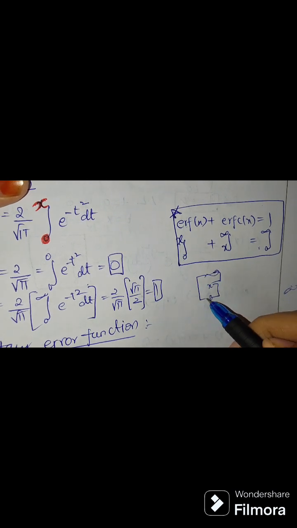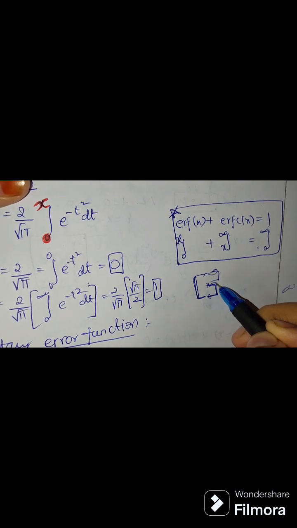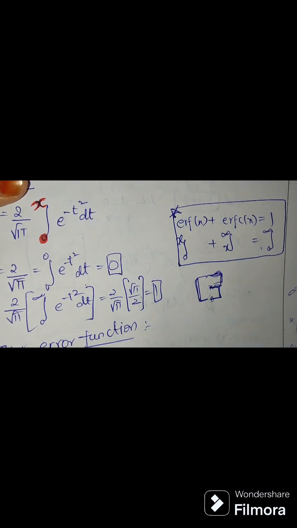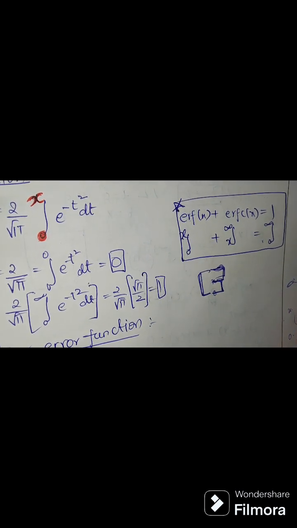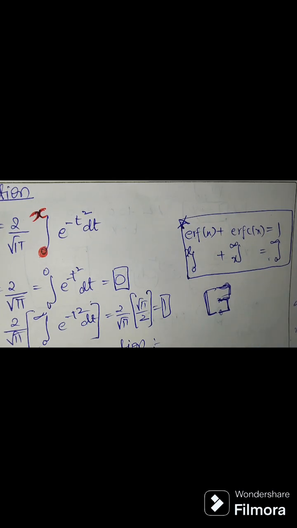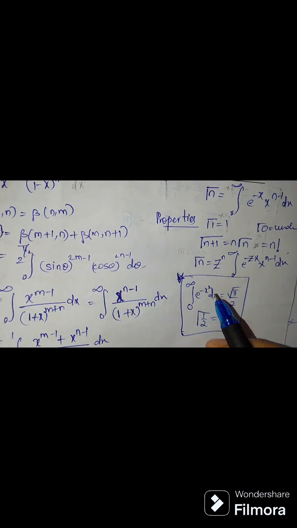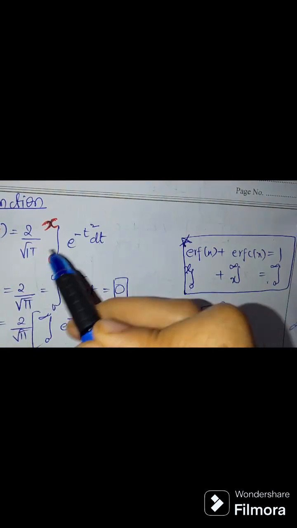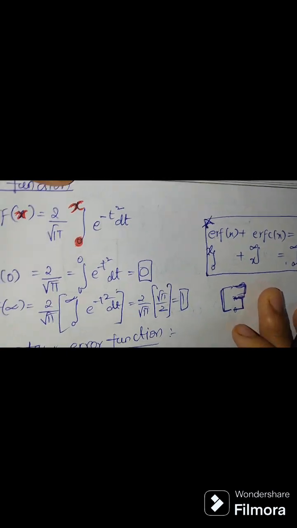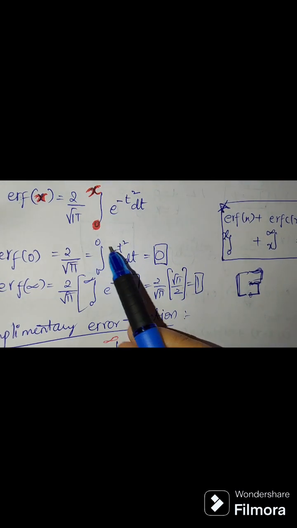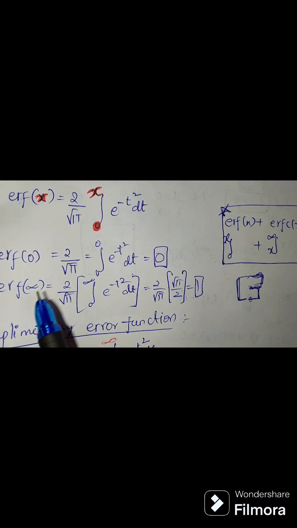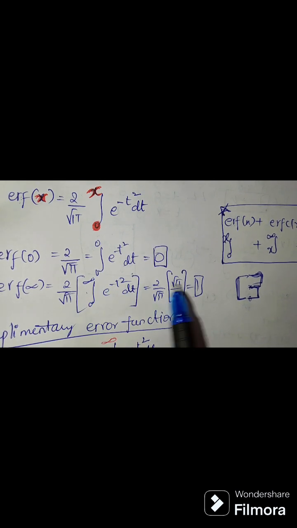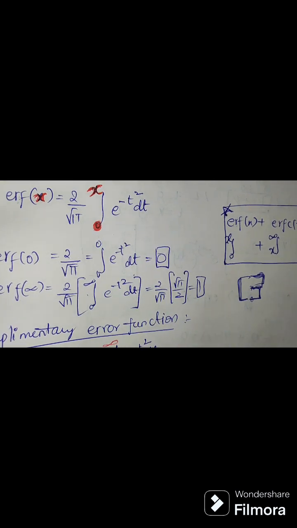Combined, we get 1. Both add to give 0 to infinity of e power minus t square, and that will be 1. Why? Because I already told you this formula: 0 to infinity e power minus x square dx is root pi by 2. So the root pi by 2 cancels and it becomes 1. That's how we get it. Now error function of 0 means 0 to 0 e power minus t square dt. It will be 0, since lower limit and upper limit are both 0. Next, error function of infinity, 0 to infinity, is the formula you already know, root pi by 2. Cancelling, we get 1. Next, we'll see some questions.